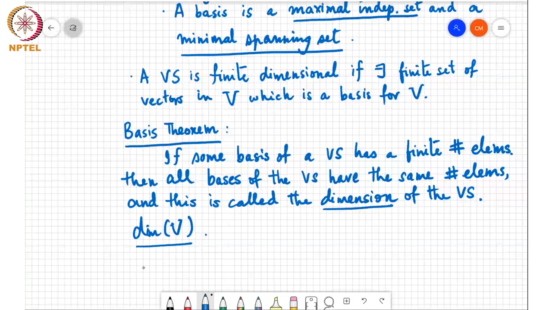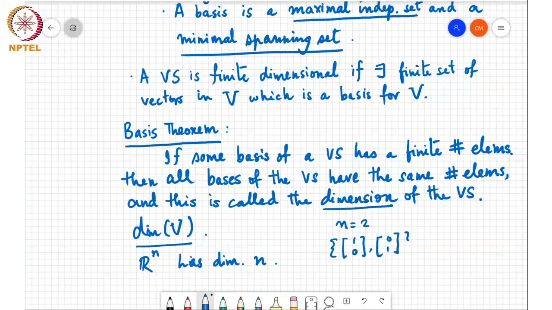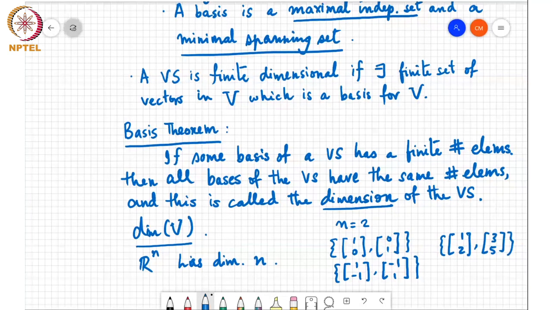So first of all, if I take the space R to the n, this has dimension how much? N. So if I take, for example, the case where n equals 2, then (1, 0), (0, 1) is one basis, and so is (1, -1), (-1, 1), and so is (1, 2), (3, 5), (6). All these are bases. They will span R2, and you see that they all have two vectors each.